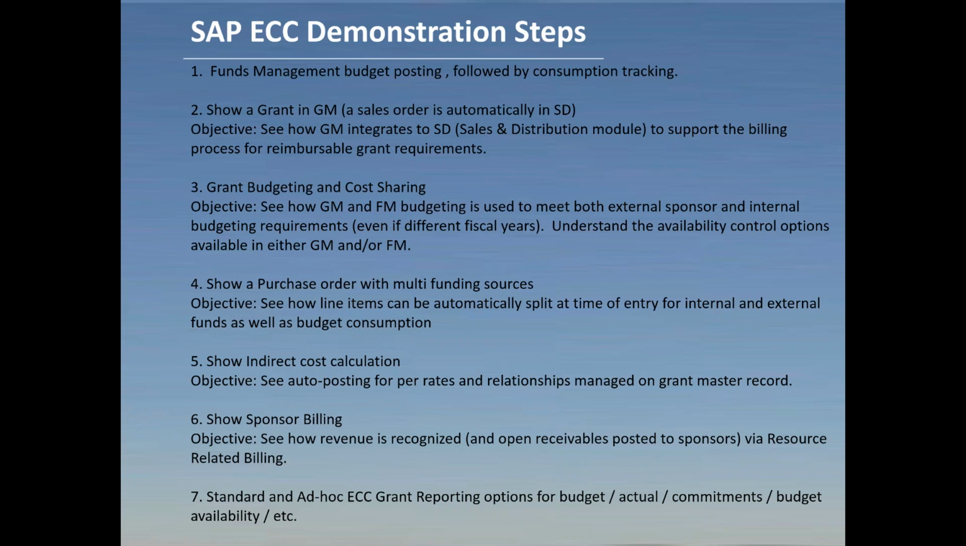We looked at how GM and FM budgeting is used to meet both your internal and external requirements. And then we showed you the availability control options, which is just your budget tracking, your consumption tracking. We showed a purchase order with the multi-funded sources, and we showed how the items can be automatically split at time of entry for internal and external funds as well as budget consumption. That's driven by our derivation rules and the master data on our grants.